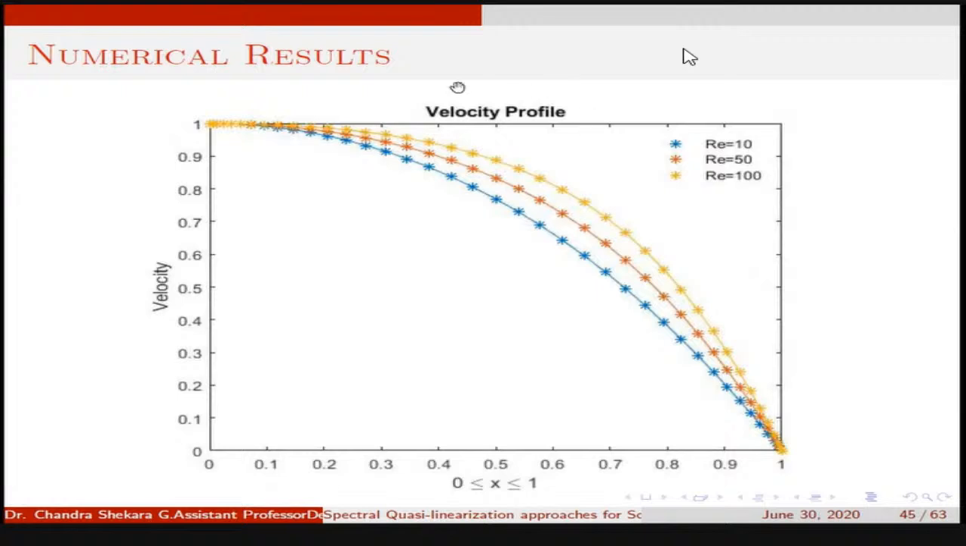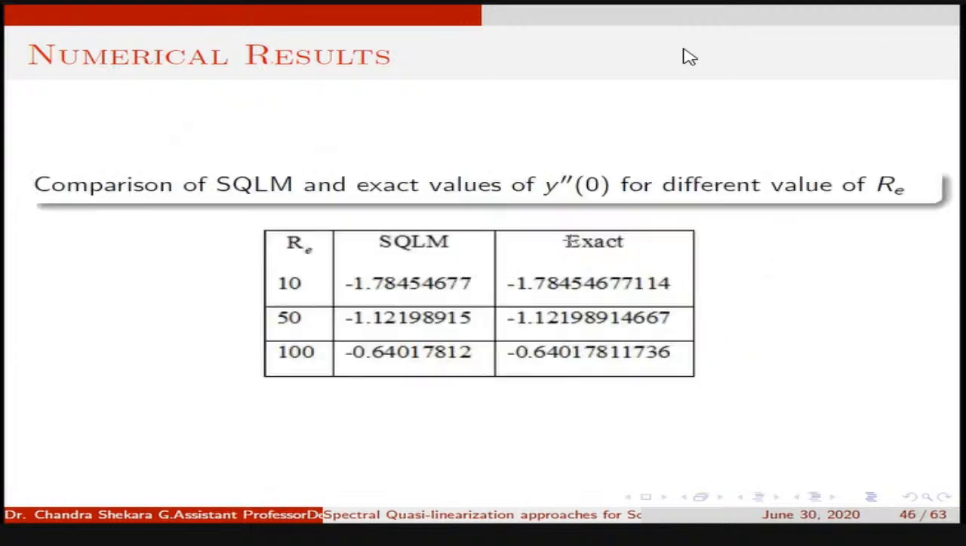So this is the velocity profile for different values of Reynolds number. You can observe that as the Reynolds number increases, the velocity is increasing. So this is the required result. Then also we determine the comparison between the exact values and the present method, the spectral quasilinearization method. Also determined is the skin friction values, y double dash of 0.